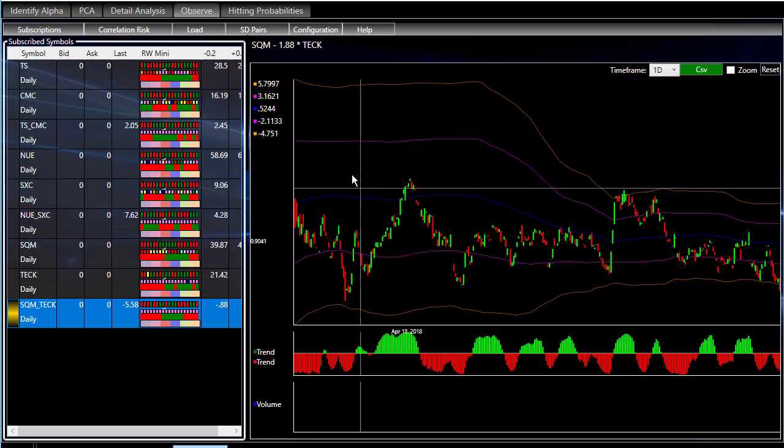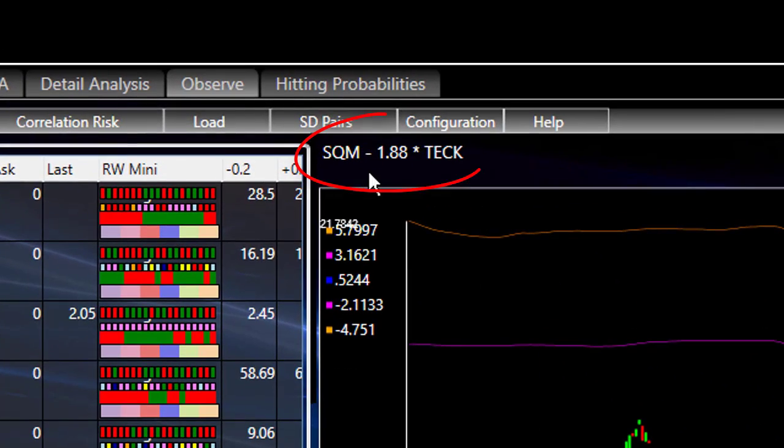So today's recommendation, SQM minus 1.88 of TECK. It is a long, so for every share of SQM that you buy, you're going to sell 1.88 shares of TECK. Good luck with your trading today.